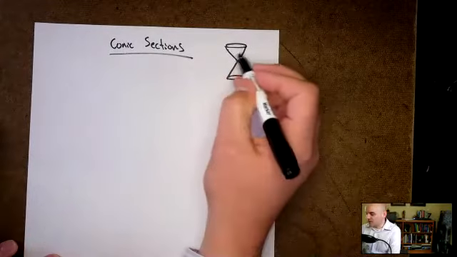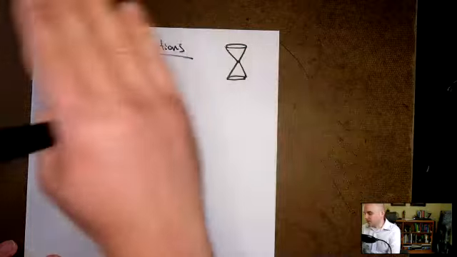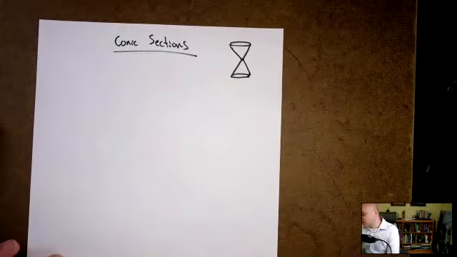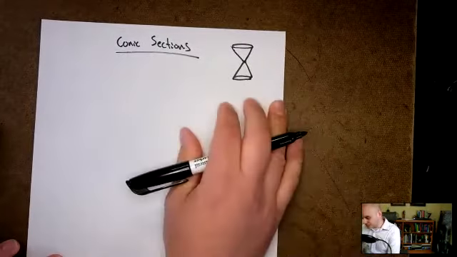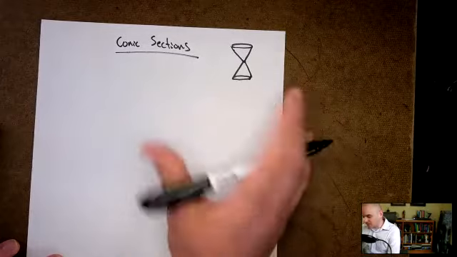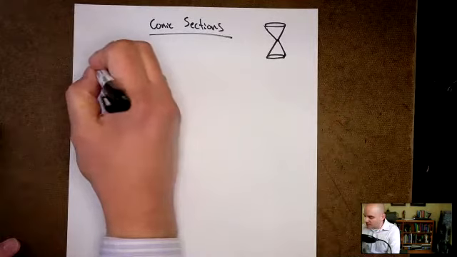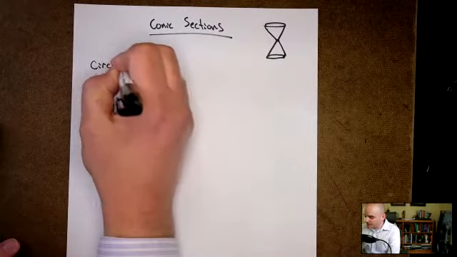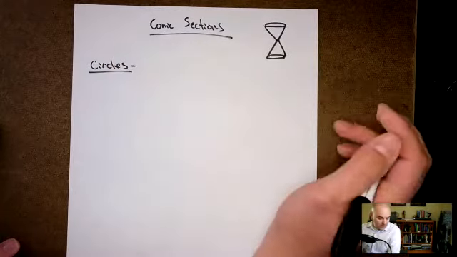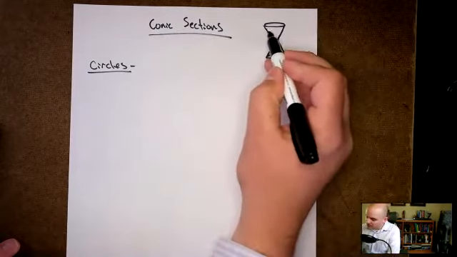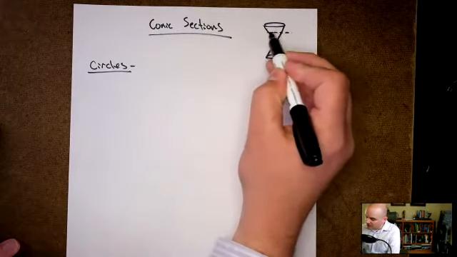Say if it were a solid block of cheese like this and you were to slice it, we call that a cross-sectional slice. And we talk about the shape that can be formed. There's actually four main shapes that we can form. The first one is circles, which, if you think about it, if you slice it completely horizontal like this and look down, you would get a circle.